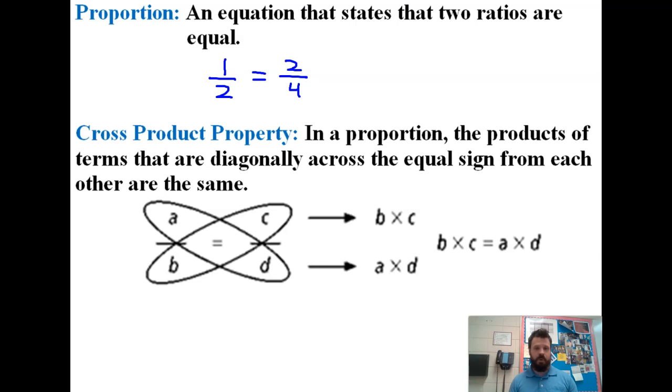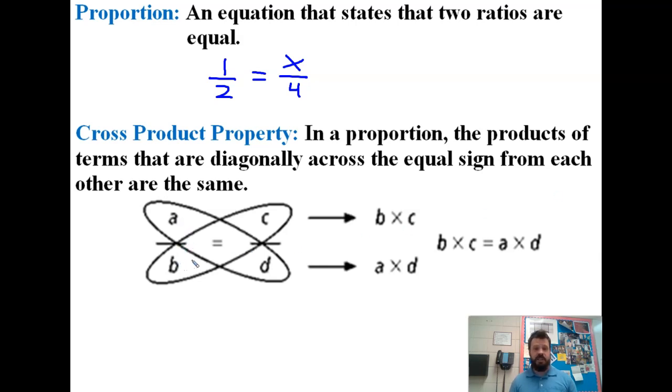Now, what we're going to look to do is solve proportions for x values. Okay, we want to figure out the x values that finish off a proportion. So for this example, instead of a 2, we could put an x there and solve and figure out that's 2. And to do that, we're going to use something called the cross product property. It just says that in a proportion, the product of the terms that are diagonal across the equal sign from each other are the same.